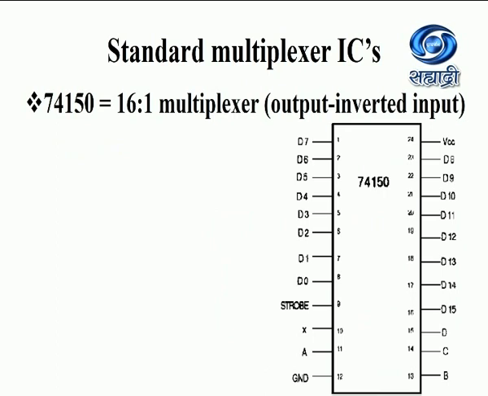Third type is 74150. It is 16:1 multiplexer and the output is always inverted input. So there is only one 16:1 multiplexer in this IC. We can apply 16 inputs to this IC and we'll get only one output, but the output is always inverted input.